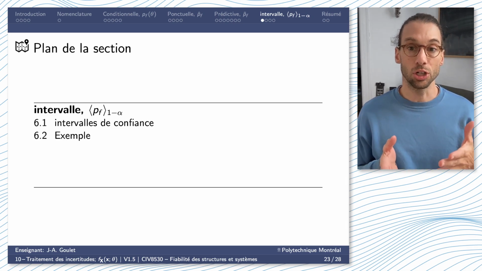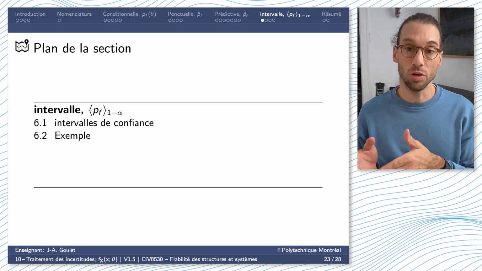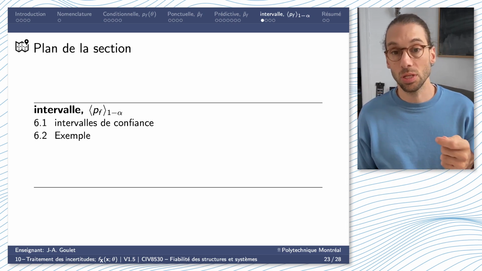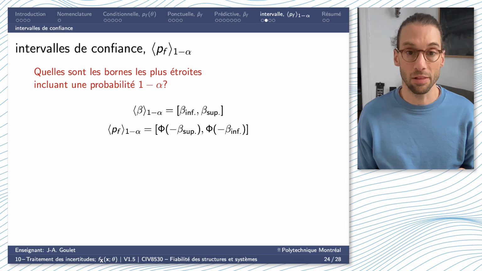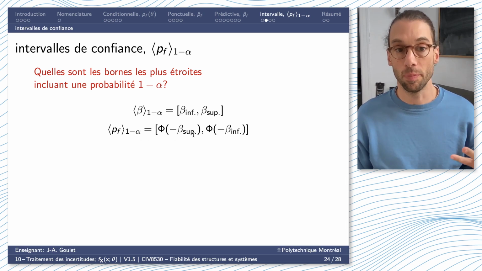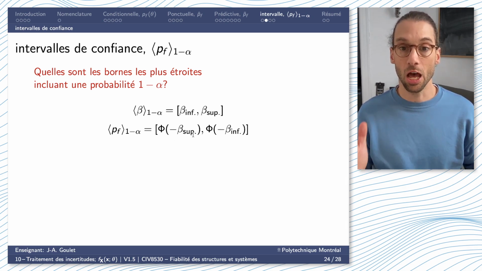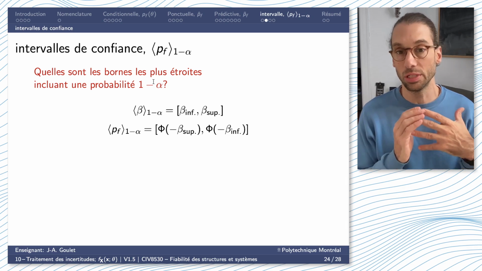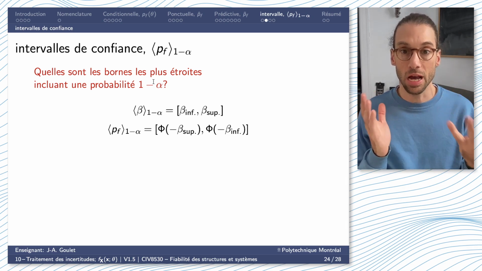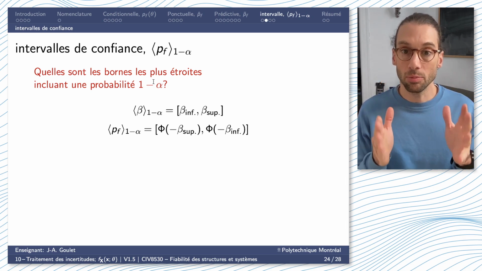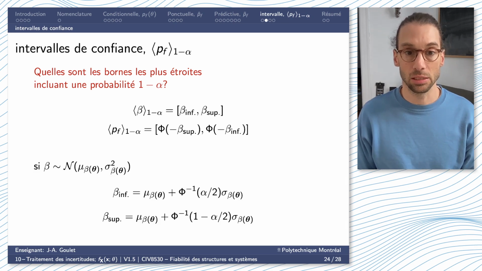Then the last thing we're going to see is how we can build a confidence region for our probability of failure. So defining a lower and upper bound that are associated with a level of confidence 1 minus alpha. So we're looking for the interval, either for beta, the reliability index, or for PF, that will contain the true value with a level of confidence of 1 minus alpha. So let's say that 1 minus alpha equals 0.95. So I want an interval that will include, with a 95% probability, the correct probability of failure or the correct reliability index.